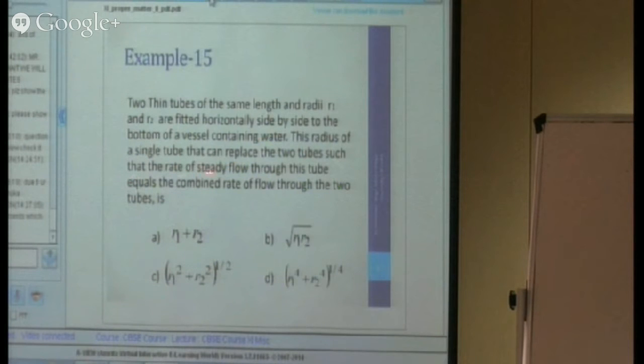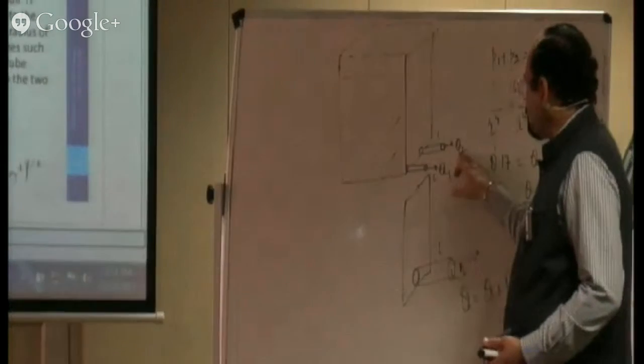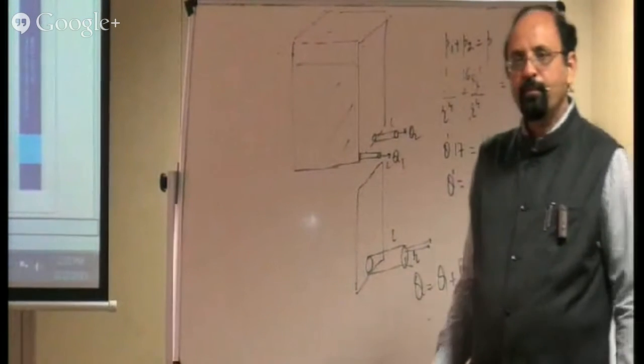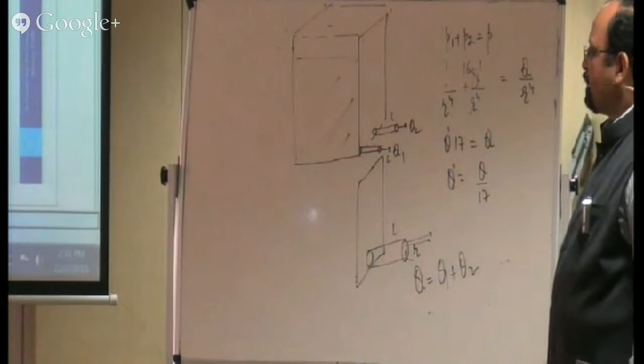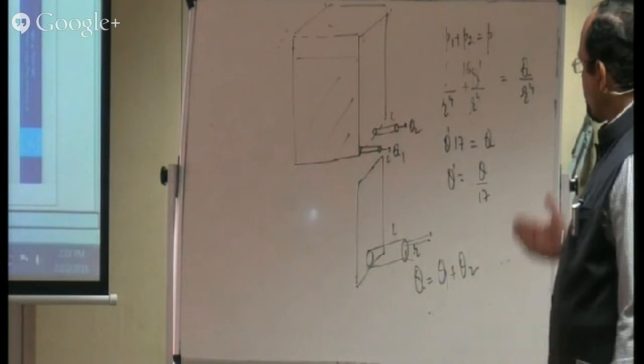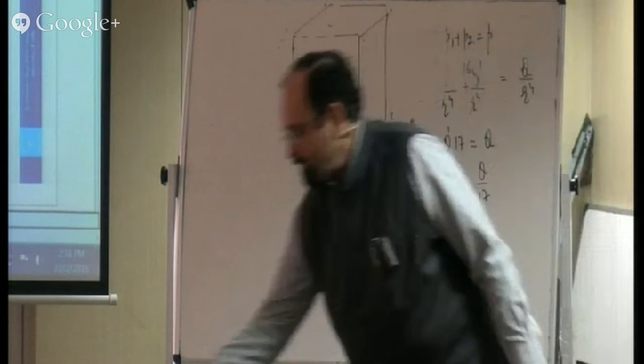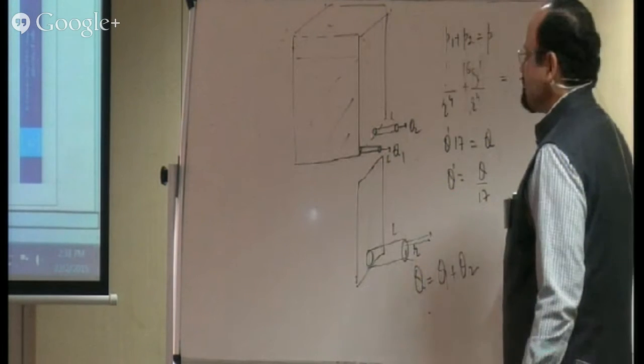Such that the rate of steady flow through this tube equals the combined rate of flow through the two tubes. That means if this is giving a water flow Q1, this is giving Q2, the combination will give you that same rate of flow. Can you do it? The relation is there. You have to put certain values to get the answer.